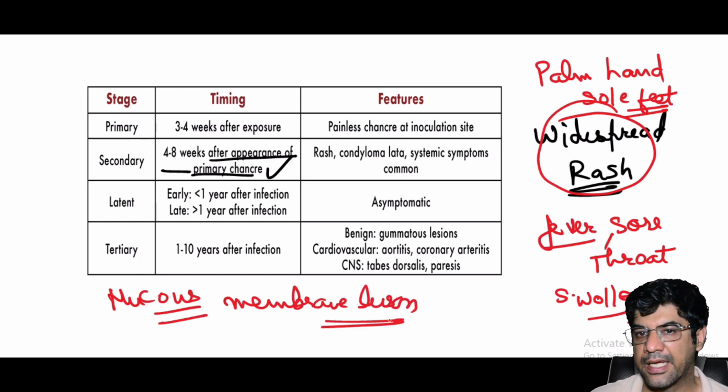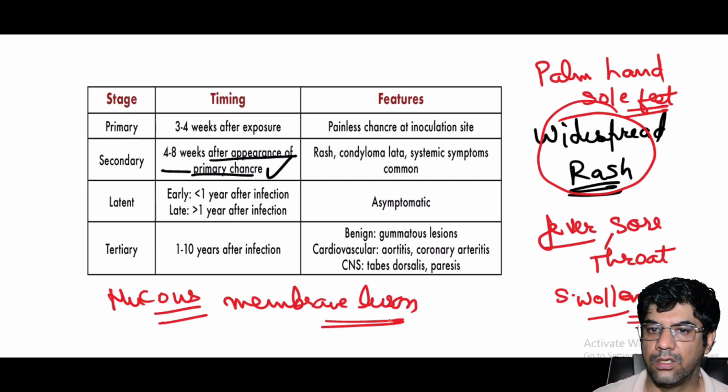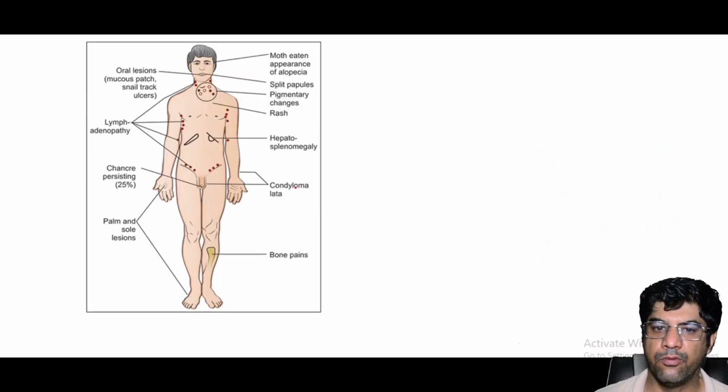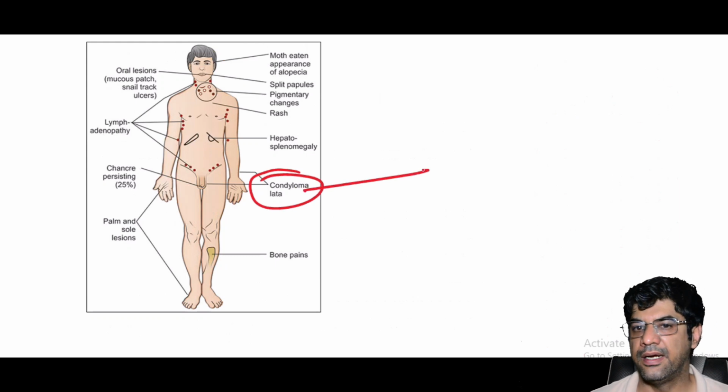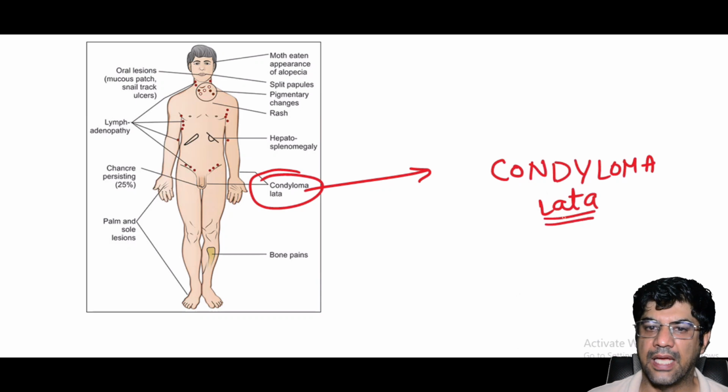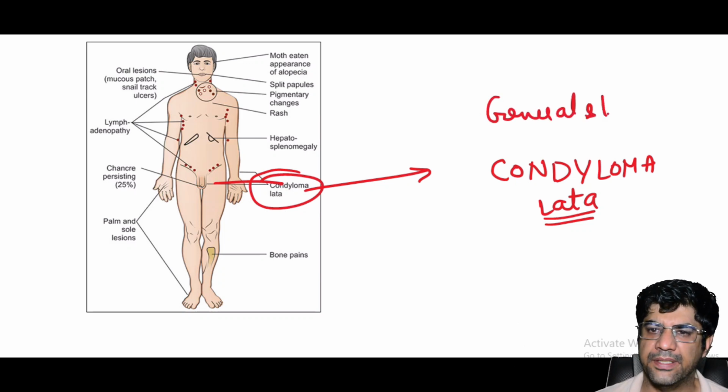So mucus patches can appear on the mouth, pharynx and vagina. The most common feature you would see in secondary syphilis is condyloma lata, that is seen in the anogenital region, and apart from that, generalized skin eruptions could be seen.